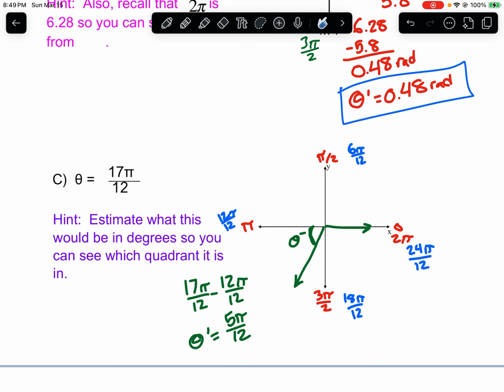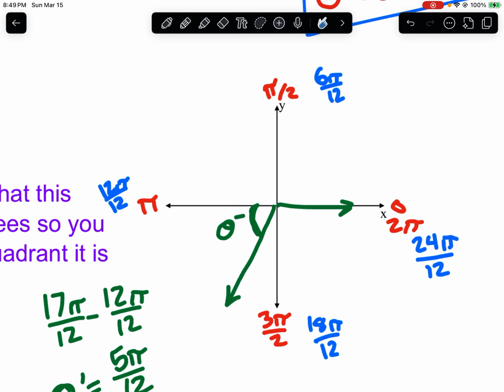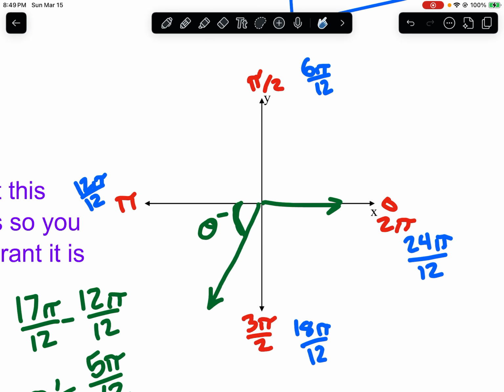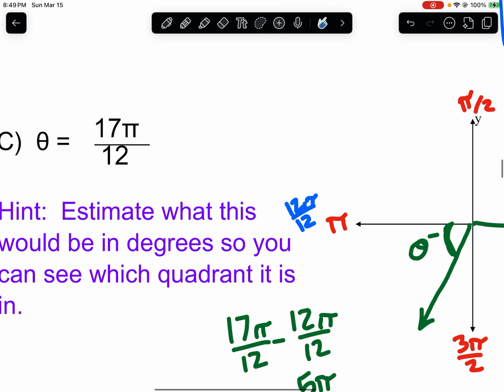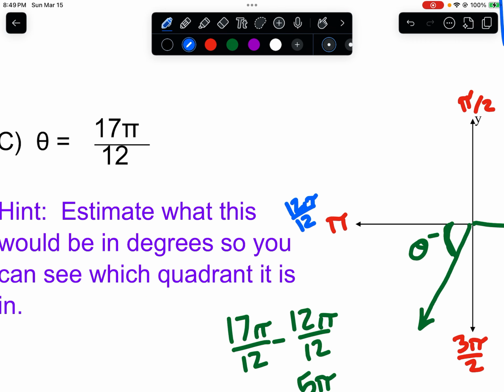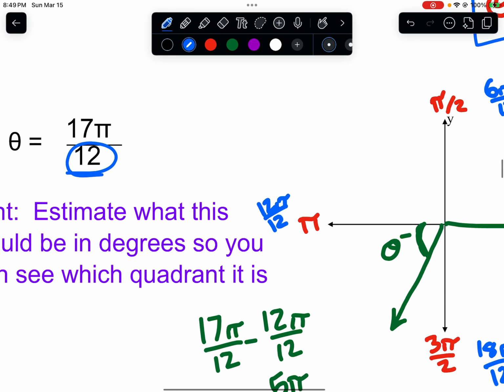With our third example here, C, say we're still working in radians. Now we have a pi in there though. And if we don't want to convert to degrees or turn it into a weird decimal, if we want to keep it in terms of pi, what we could do is take those pi over 2, pi, 3 pi over 2, those radian measures. We could try to get a common denominator with the angle that we're working with.